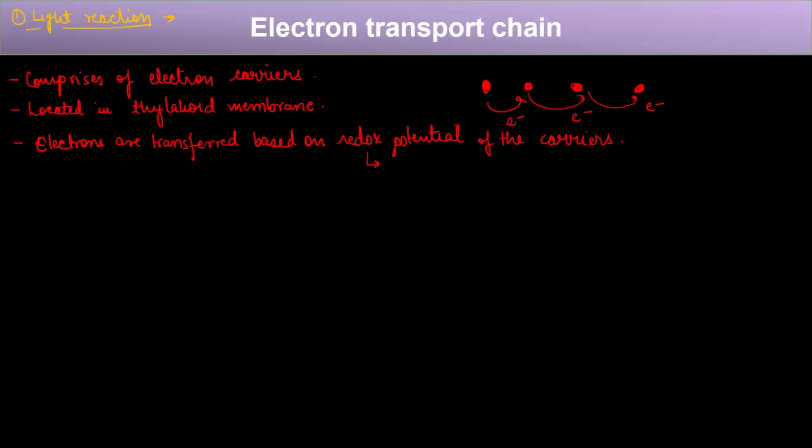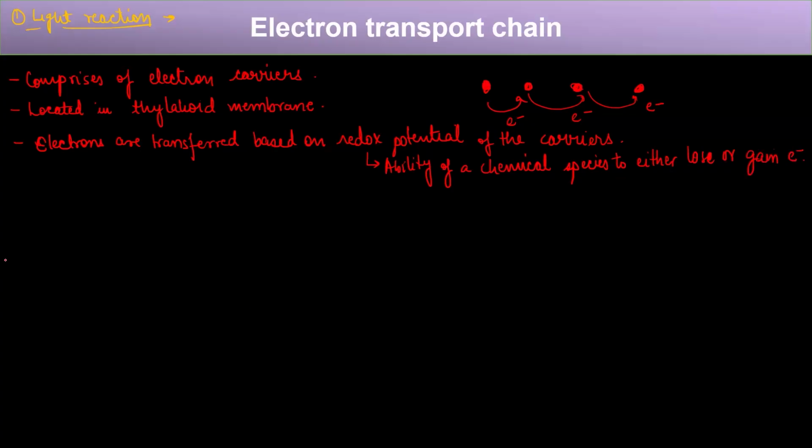Because we know redox comprises of oxidation and reduction, and oxidation and reduction happen when there is loss or gain of electron. So the redox potential is the ability of a chemical species to either lose or gain electron.